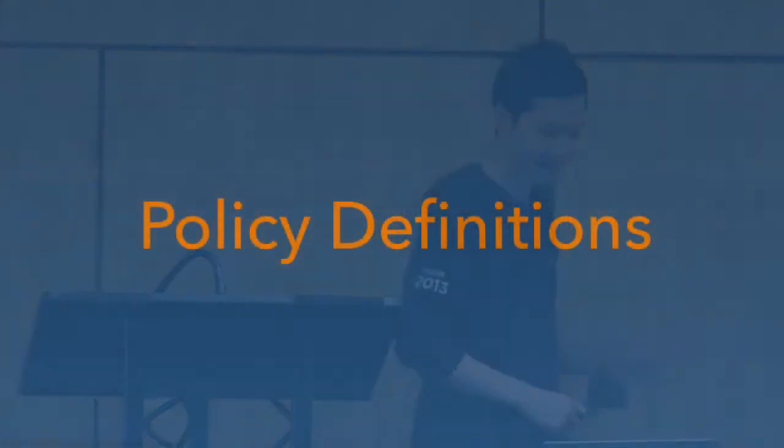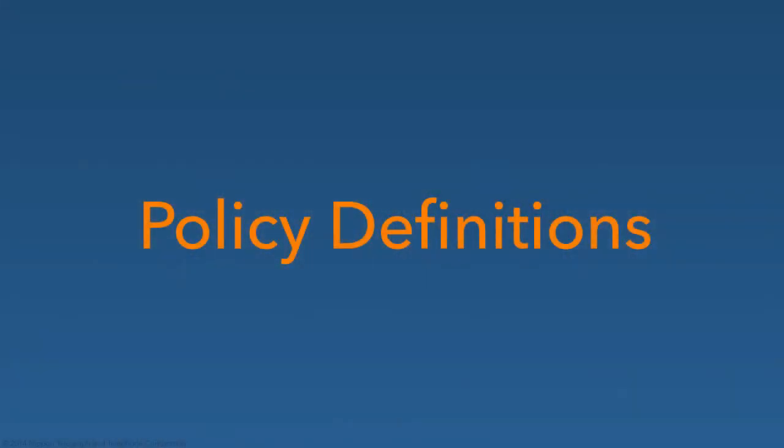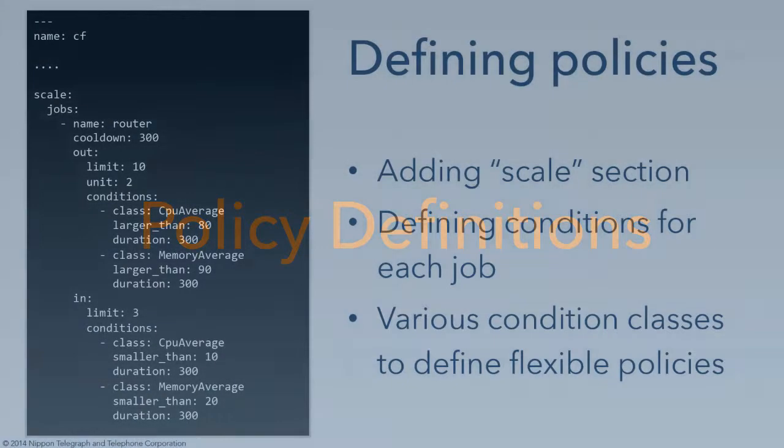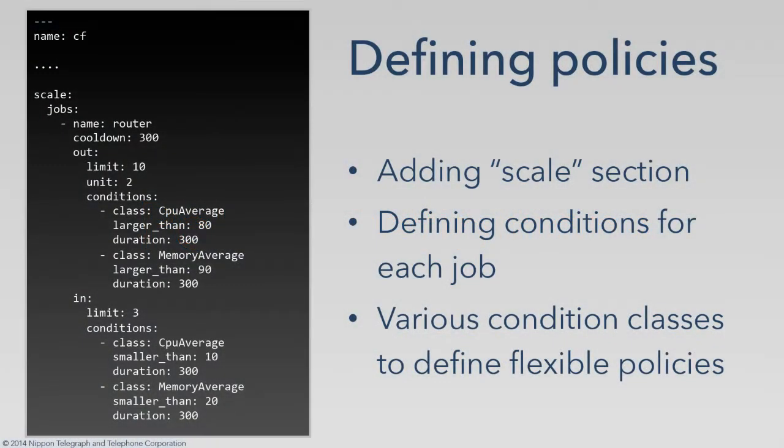Well, these components are not so important for users, so let's look at how you can define scaling policies in your deployment manifest. Sorry, the characters are too small, I think. This is a sample policy for the Cloud Foundry Go router. To define policies, you can simply add a scale section to your deployment manifest. This section will be loaded automatically by the BOSH Auto Scaler.